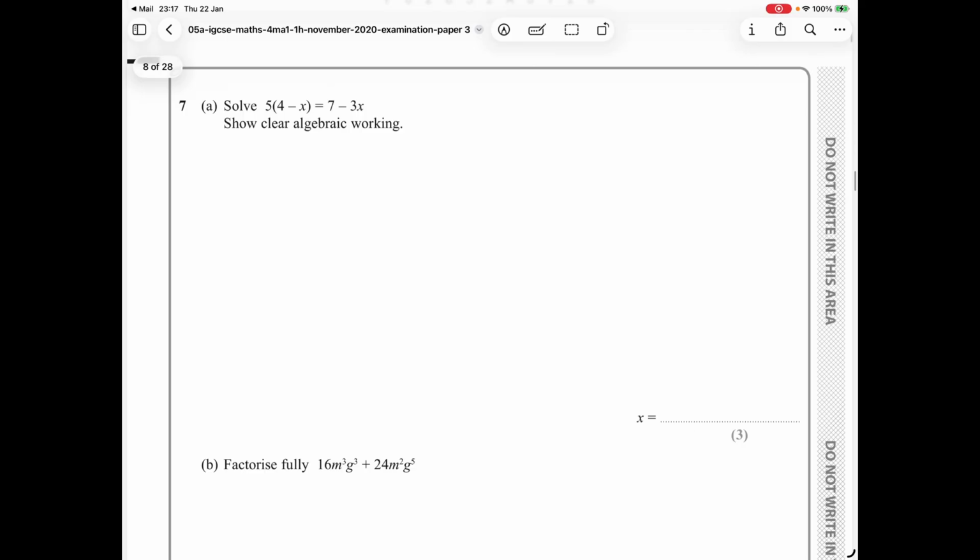Right, solve this and show clear algebraic working. When you see this, the first thing you want to do is expand the brackets on the right hand side. So 20 minus 5x equals 7 minus 3x. Now, I would say always keep the one that's the biggest in terms of the x's, but in this case the biggest is a negative, so I'm going to add 5x onto both sides. Then you get 7 plus 2x equals 20.